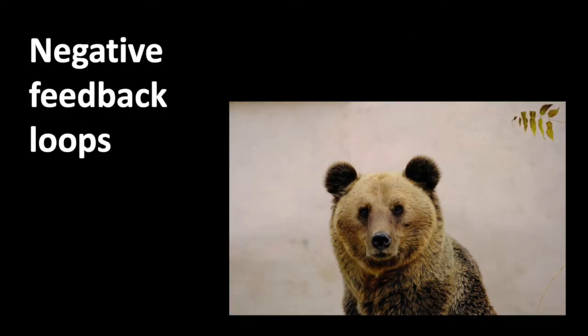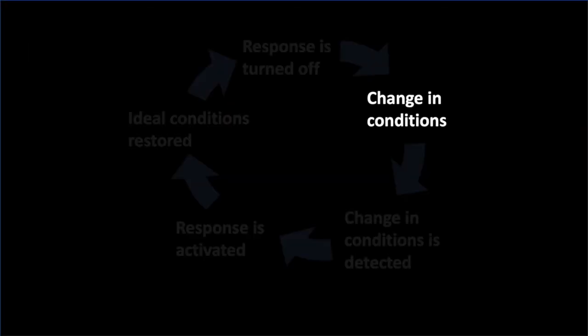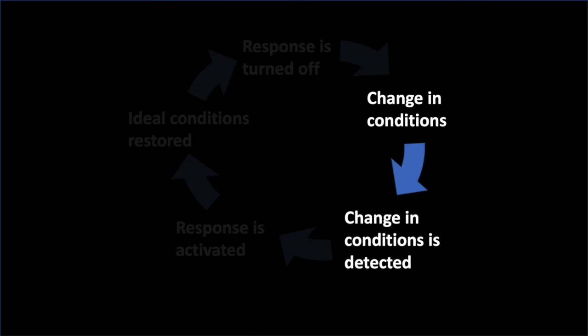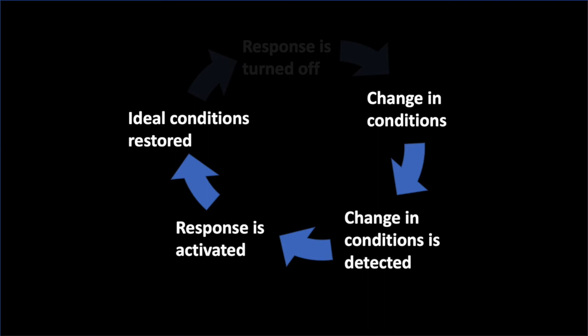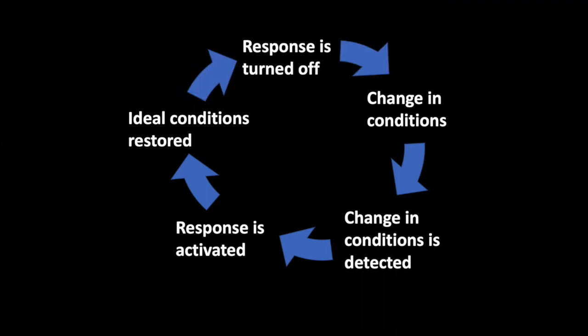Finally, let's go over the basic structure of a negative feedback loop for any condition in the body. Some change in this condition occurs and is detected by receptors. A response to these changes is activated. The ideal conditions are restored, so the response is turned off. This cycle begins again if the conditions change.